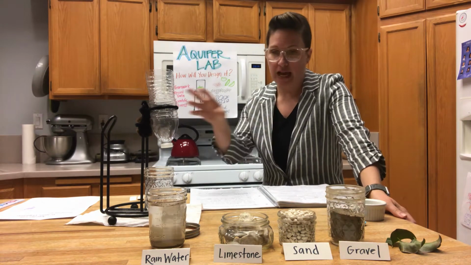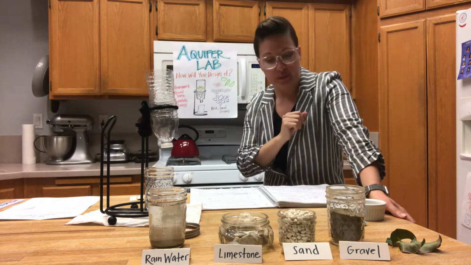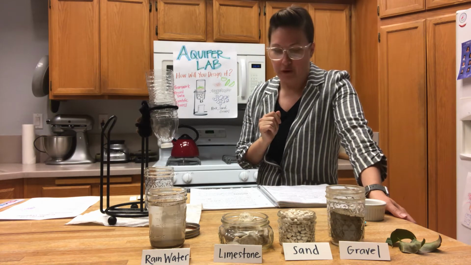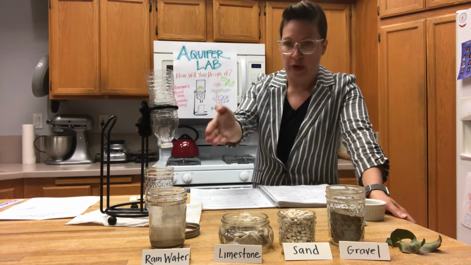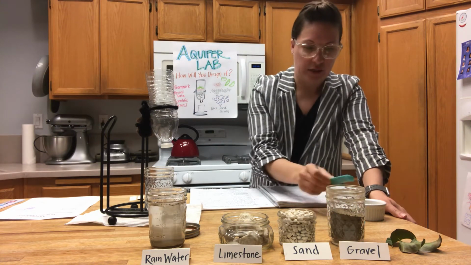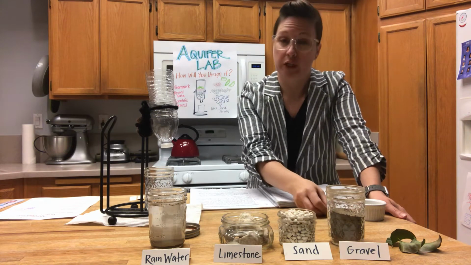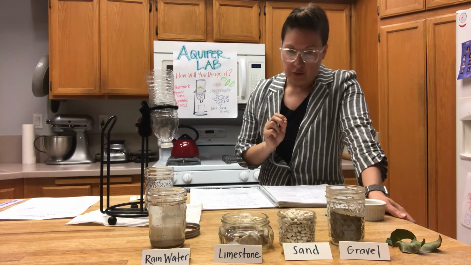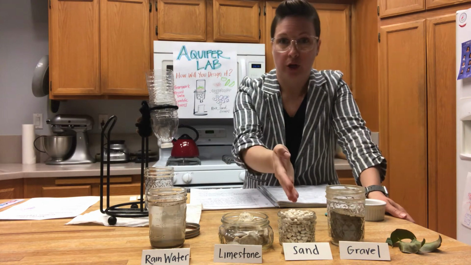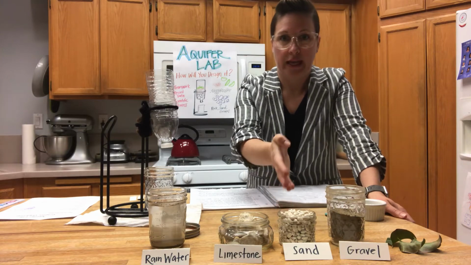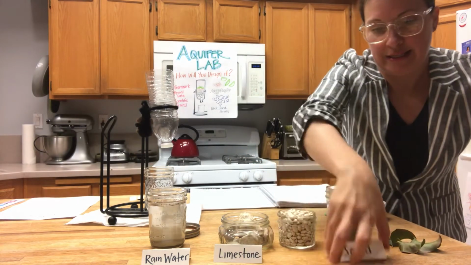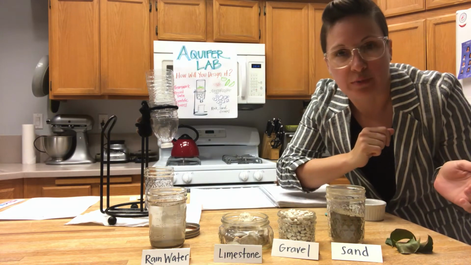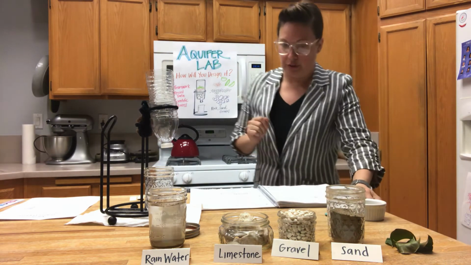Okay, so for our lab, I'd like to introduce you to the materials that we'll be using. We have a bottle that has been modified to create a funnel for our filter. We have rainwater, to which we have added just about 1/4 teaspoon of vinegar to give it a slightly acidic reading. We also have our limestone, our gravel, and our sand, as well as some organic material. I have found a couple of leaves that we're going to use for the organic material as well.